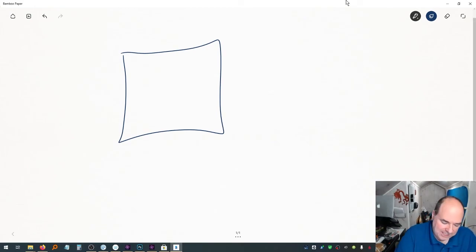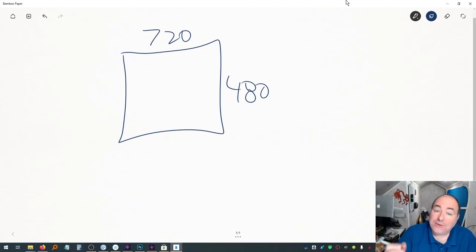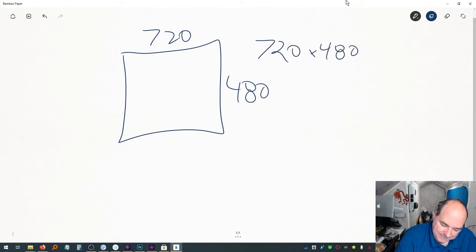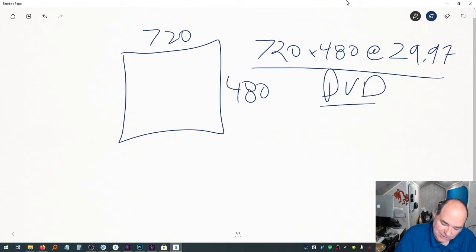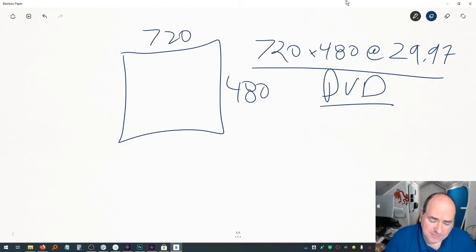The resolution of standard definition video is 720 by 480. Now that's 720 pixels wide, 480 pixels tall. And we also put in the frame rate. So generally, we refer to this as 720 by 480 at 29.97. And this, by the way, is the resolution of your standard DVD. If you were dealing with video up until modern times, up until the HD revolution, everything was 720 by 480 at 29.97 frames per second. And that's how we would refer to it.